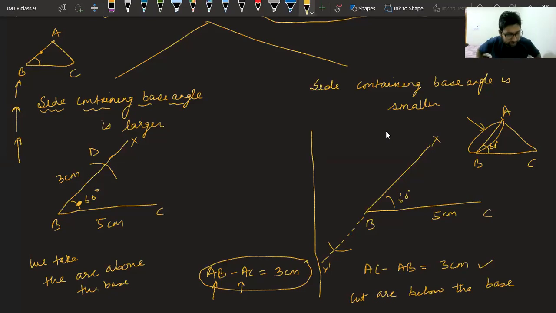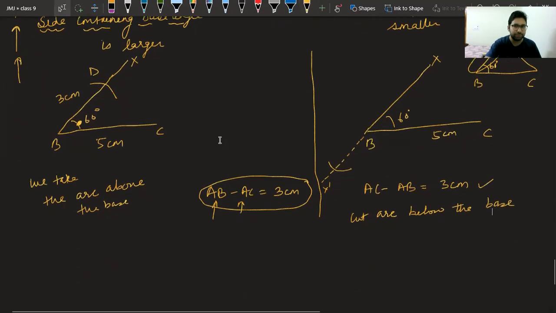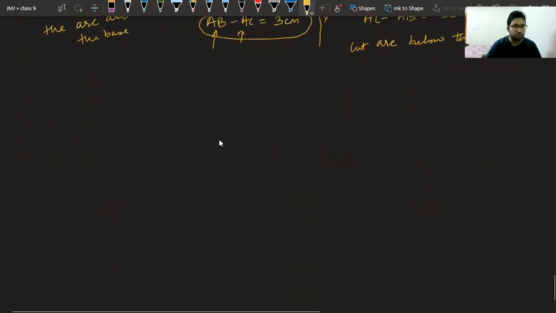So let me do the first one first. In the construction, let's take the example from RS only. Example number 3 we have done yesterday. Fourth we have done, huh? Fifth let's do. Fifth is also done. Sixth.